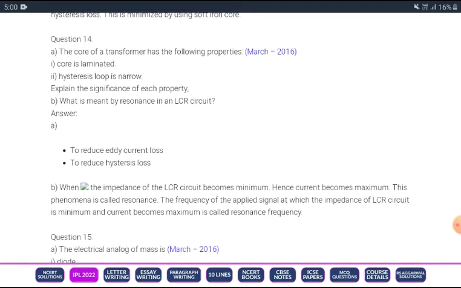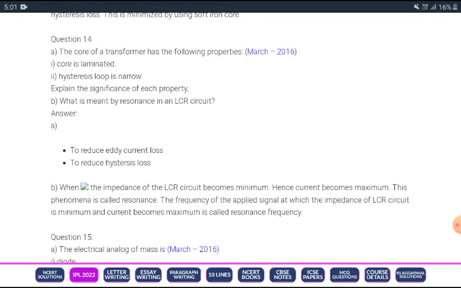2016 question. The core of a transformer has the following property: the core is laminated, and the hysteresis loop is narrow. Explain the significance of each property. The laminated core reduces eddy current loss, and the narrow hysteresis loop reduces hysteresis loss.